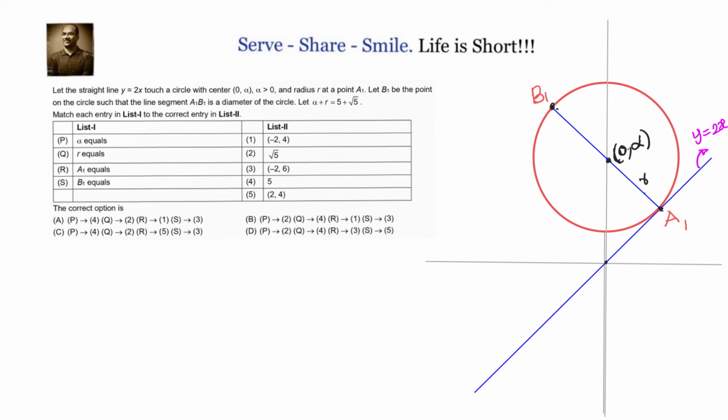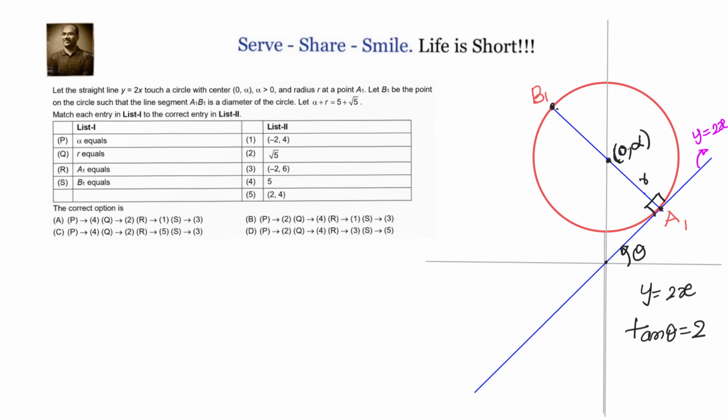We have to find the coordinates of A1 and B1. We also need to find alpha and r. First, let's focus on how to find alpha and r, because we have been given alpha plus r equals 5 plus root 5. Y equals 2x means slope equals 2, or tan theta equals 2, where theta is the inclination.